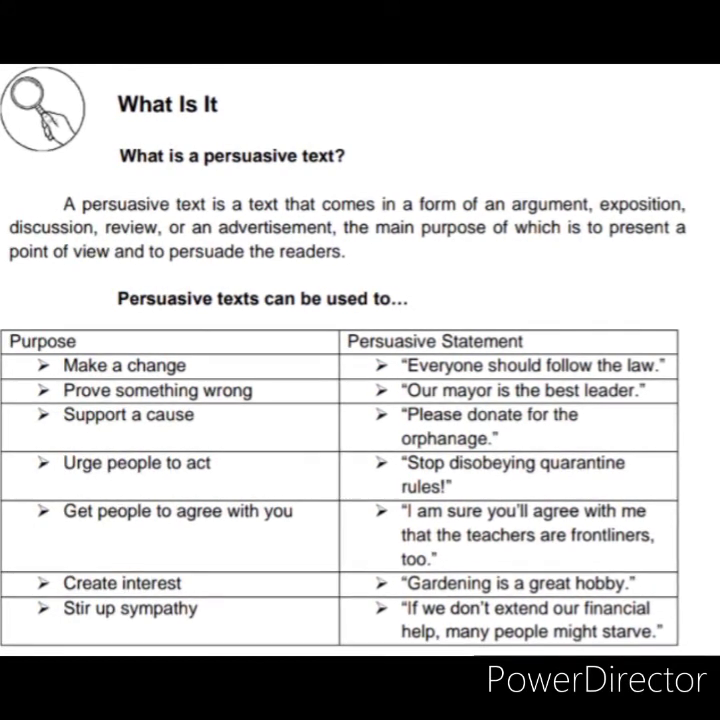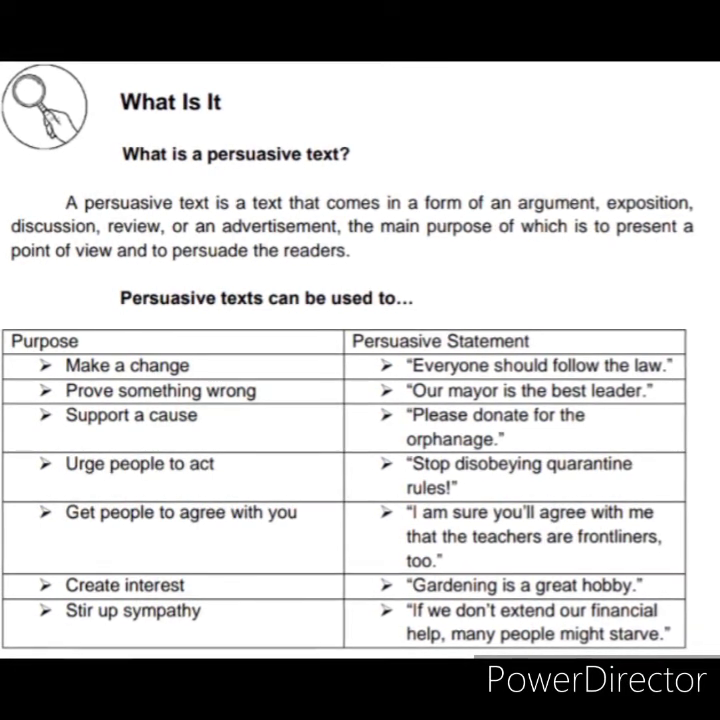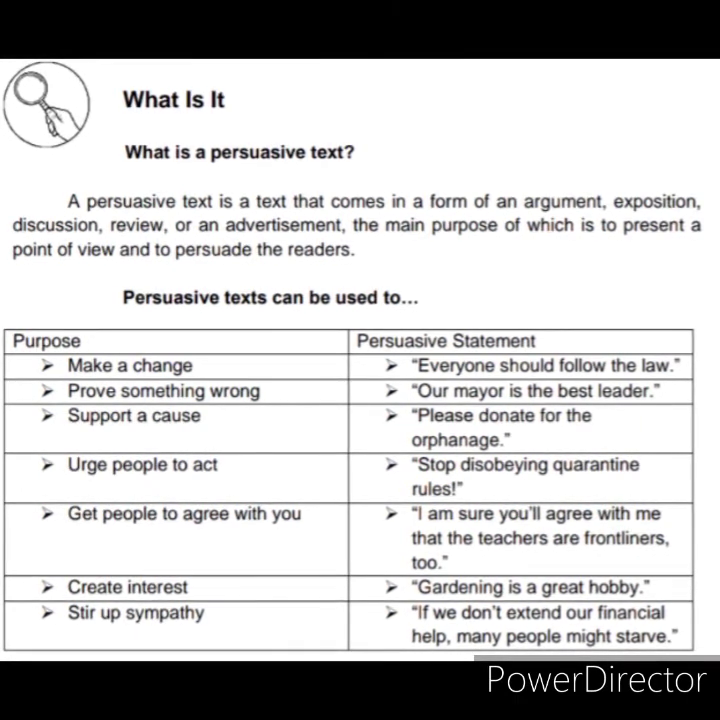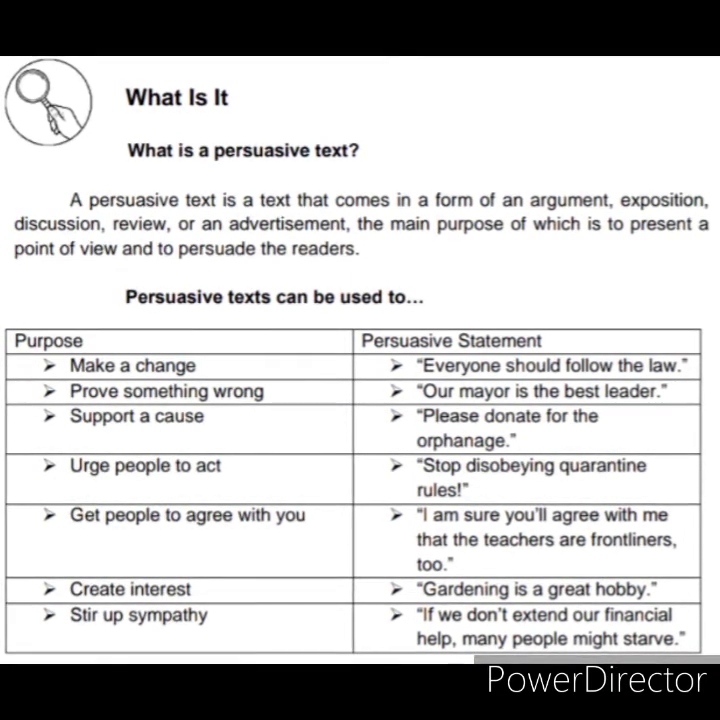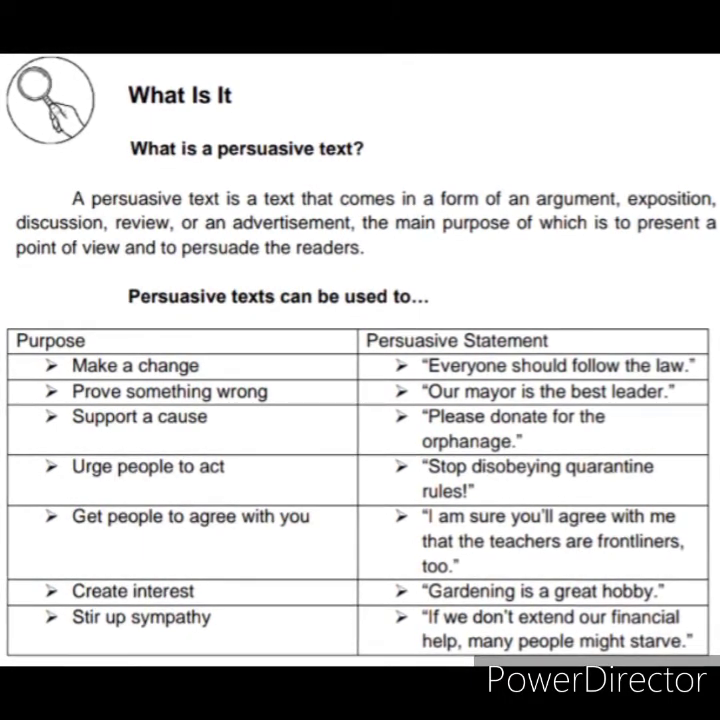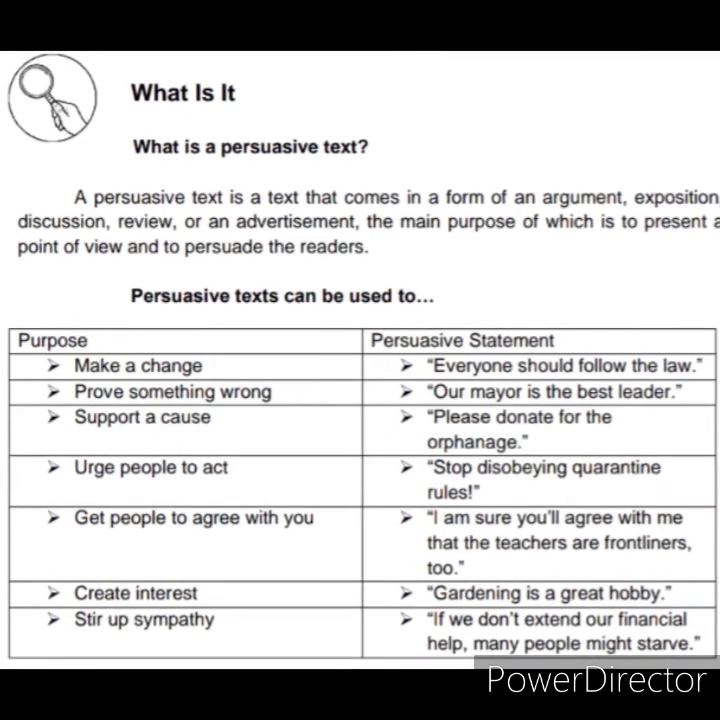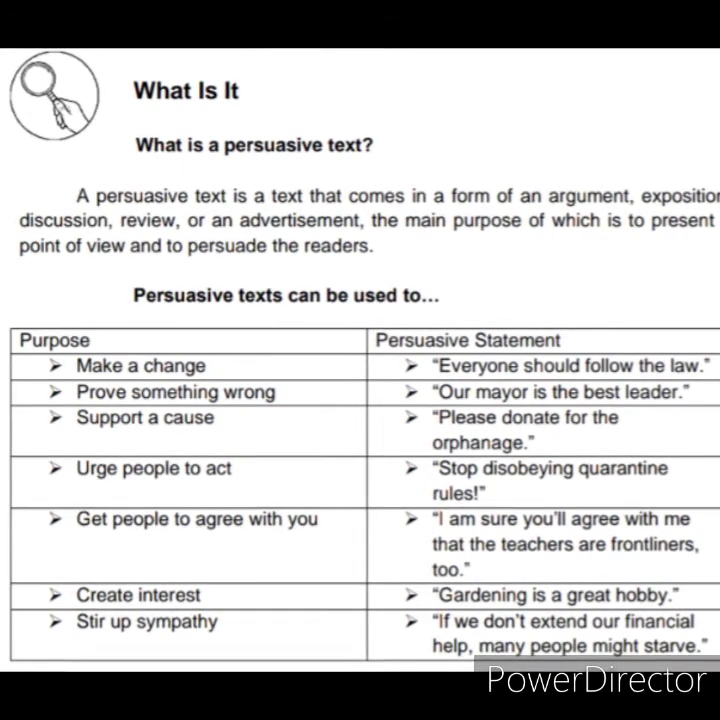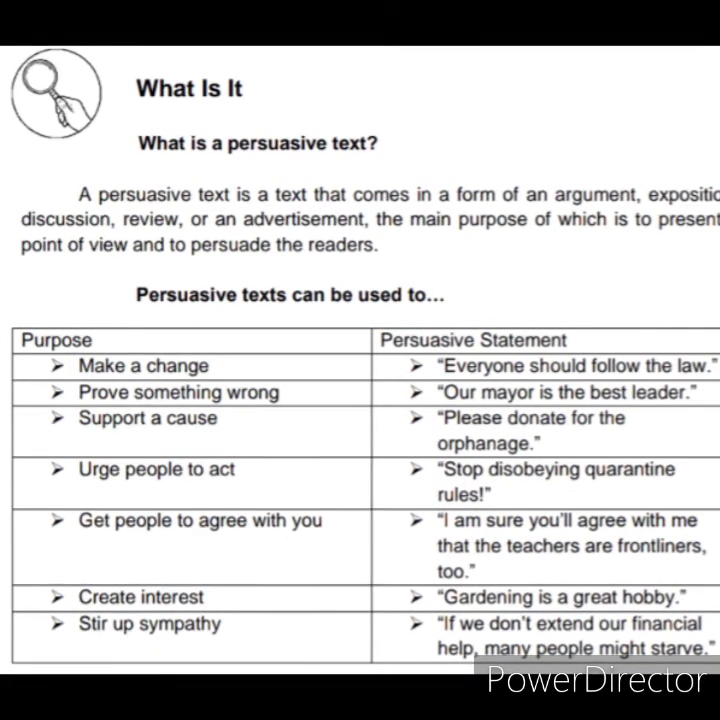A persuasive text is a text that comes in the form of an argument, exposition, discussion, review, or an advertisement, the main purpose of which is to present a point of view and to persuade the readers. Persuasive texts can be used to make a change, prove something wrong, support a cause, urge people to act, get people to agree with you, create interest, or stir up sympathy.